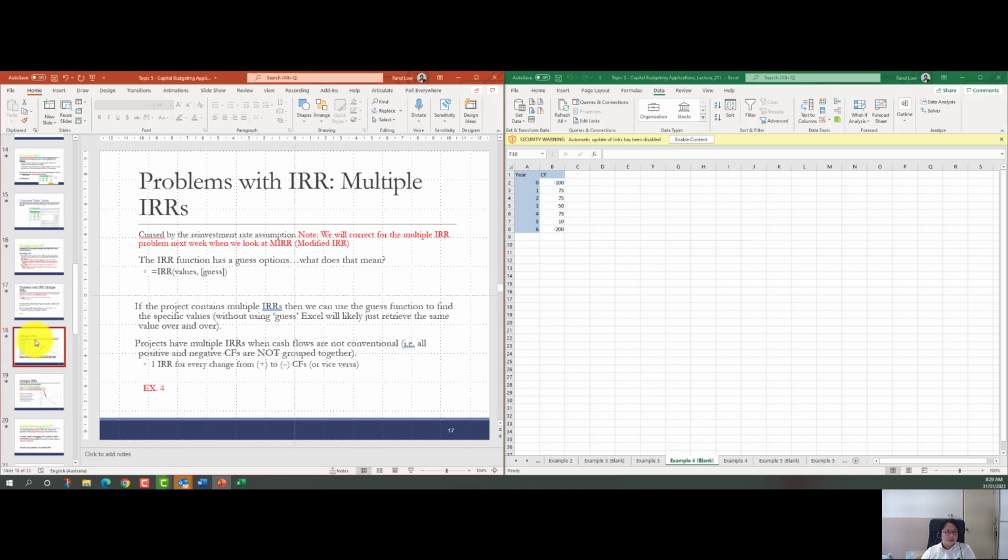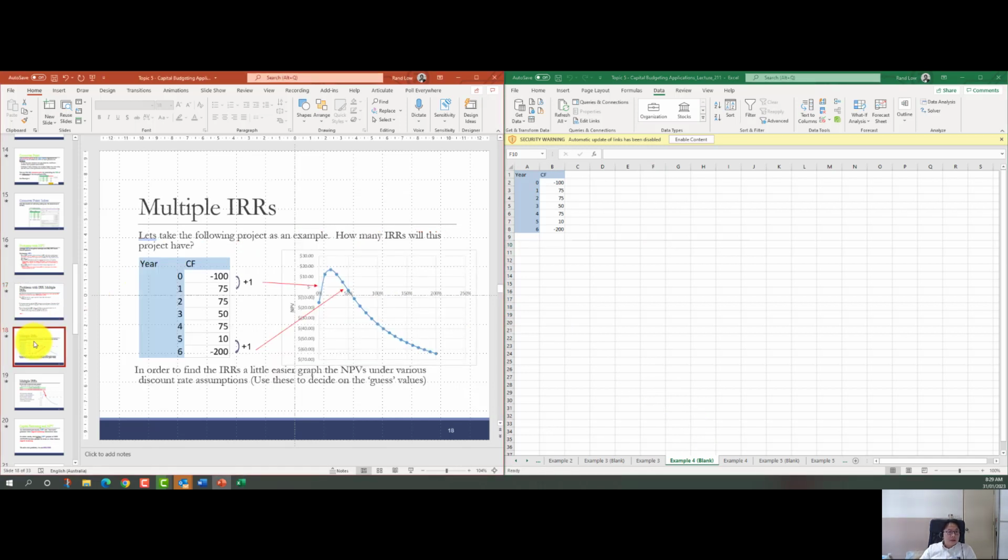Okay. So let's take the following project as an example, right? How many IRRs does this project have? The issue over here is that this project has negative cash flow, then positive, and then negative at the very end, right? So what happens is that we're actually going to graph this chart.